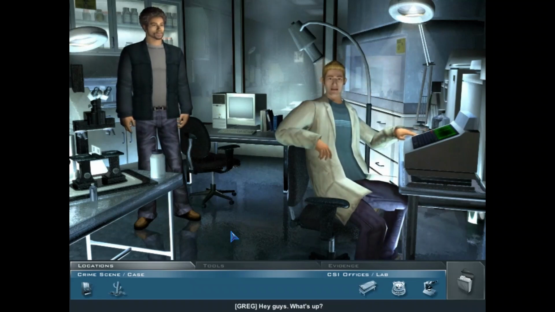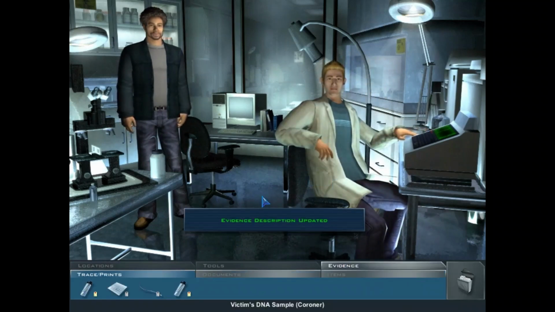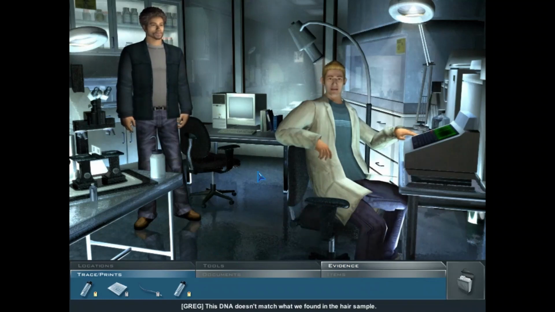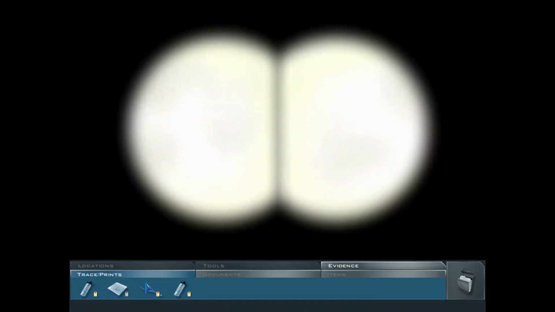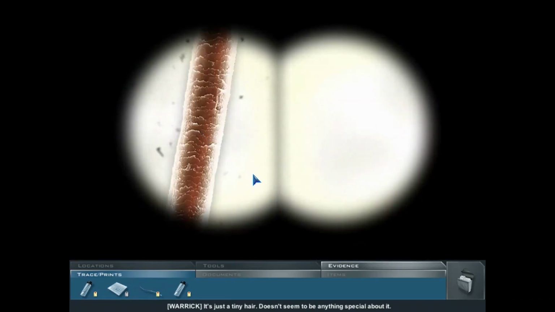Hey guys, what's up? This DNA doesn't match what we found in the hair sample. It's just a tiny hair. Doesn't seem to be anything special about it.